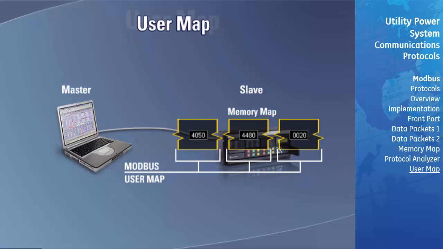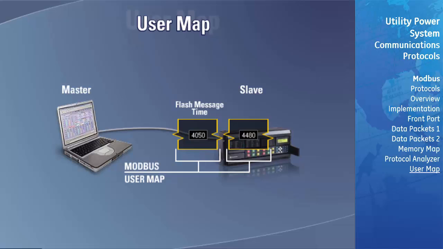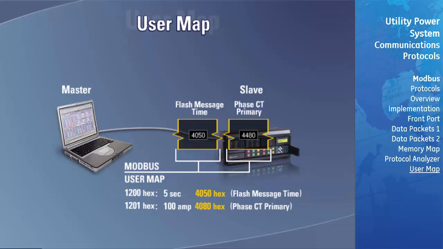Once this map is configured, all information required by the master is stored in the consecutive memory locations of the Modbus user map, which then enables the master to retrieve all desired information with one read command. As an example of how to configure the F60 user memory map, let's say that a master were interested in the flash message time located in memory location 4050 hex and the phase CT primary located in memory location 4480 hex. Both these values are stored in 16-bit unsigned integer. The Modbus user map starts at memory location 1200 hex. They will both be stored in the Modbus user map locations 1200 and 1201 respectively.